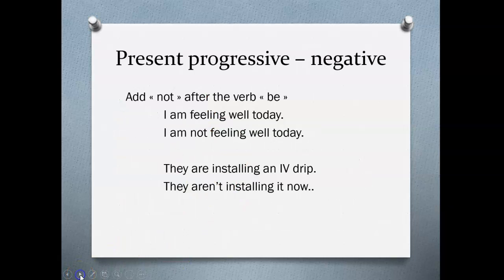Of course, there are many other question words, but these are just some that you might come across on a regular basis. Okay, now moving on to the present progressive. To make it negative, you add not after the verb. So I am feeling well today is my affirmative. I am not. So I add the adverb not. I'm not feeling well today. They are installing an IV drip. They aren't installing it now. So affirmative, negative.